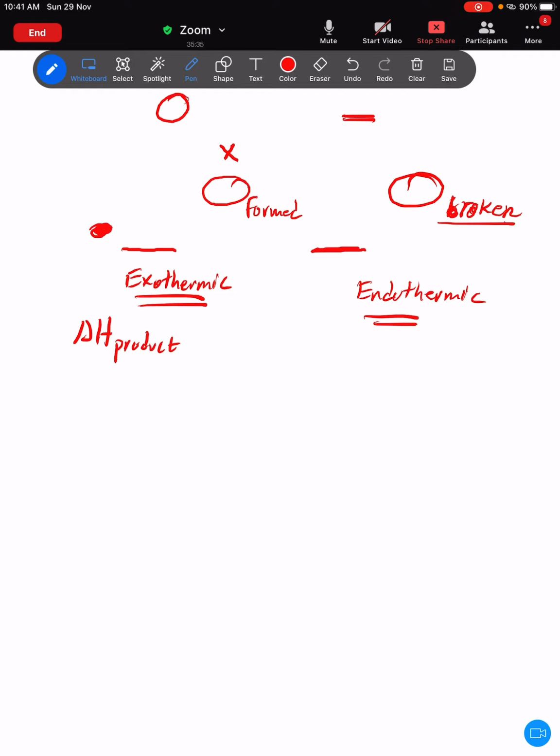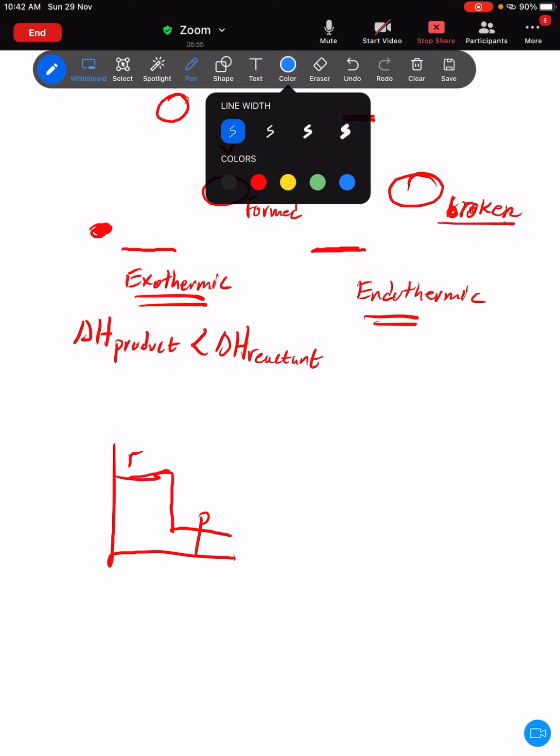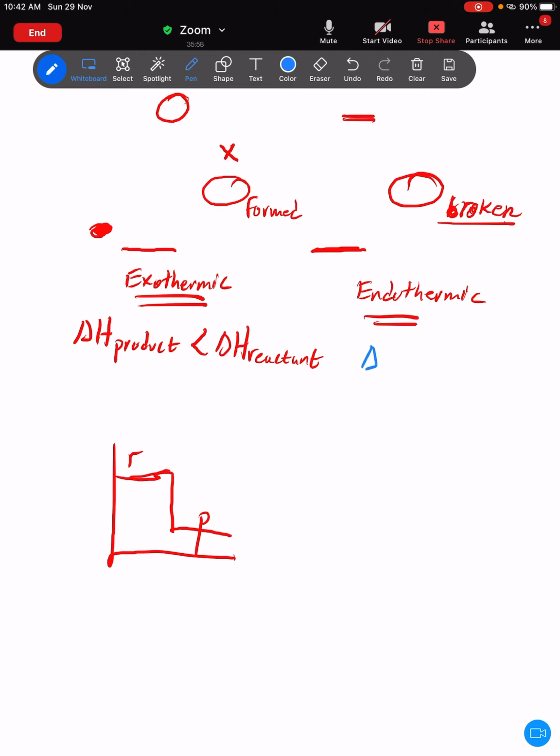Do you understand what is going on? The graph, kids. This is your product, this is your reactant. Therefore, the energy of the product is lower as compared to the reactant. On the other hand, the graph going upward is endothermic. This is your product, this is your reactant. So the product will have higher energy than the reactant.